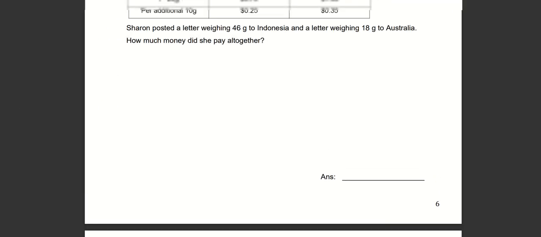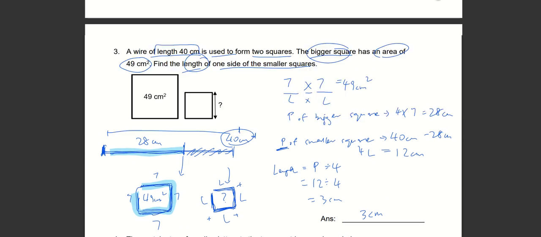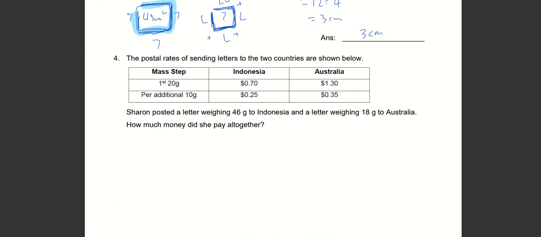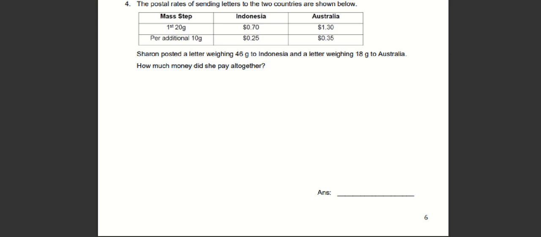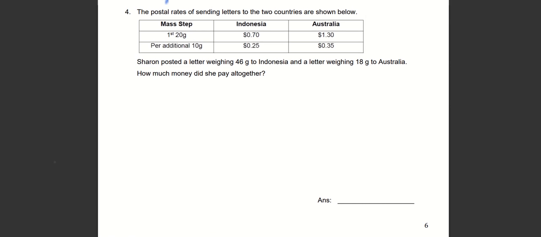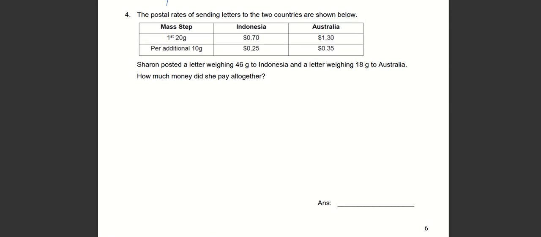This is page 6 again, exercise 3, question 3 and 4. Right? Okay. Question 4 on exercise 3, page 6, short answer questions, PSLE booklet 2. We are looking at postal rates and we are looking at step rates here. It says here step rate, meaning you have like a staircase. The rate changes. It's not a uniform or constant rate for all masses when you're posting.